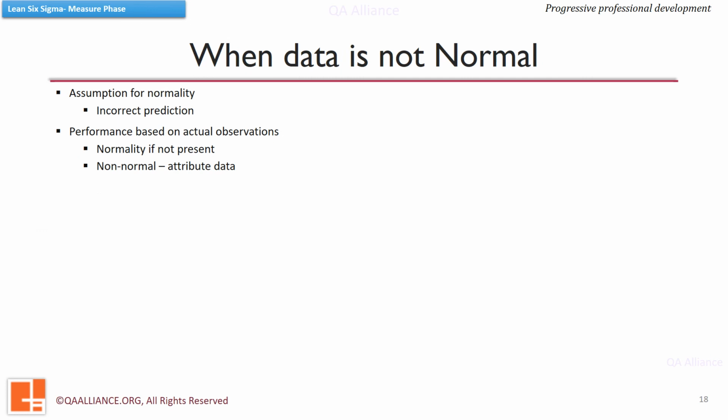Capability indices assume normality of the data, but if data is not normal it would lead to incorrect conclusions. We should not tend to make data normal. At this point just the actual observations should be taken into account. We can make use of attribute capability analysis in case of non-normal data.